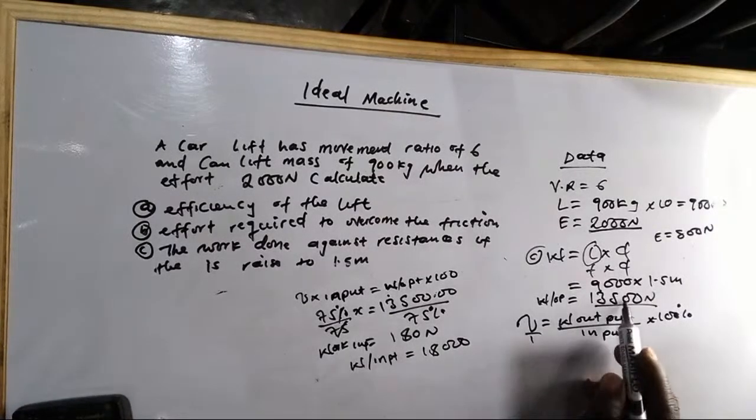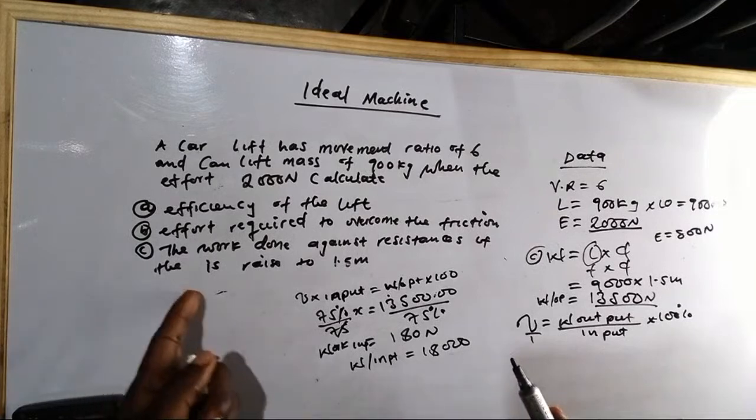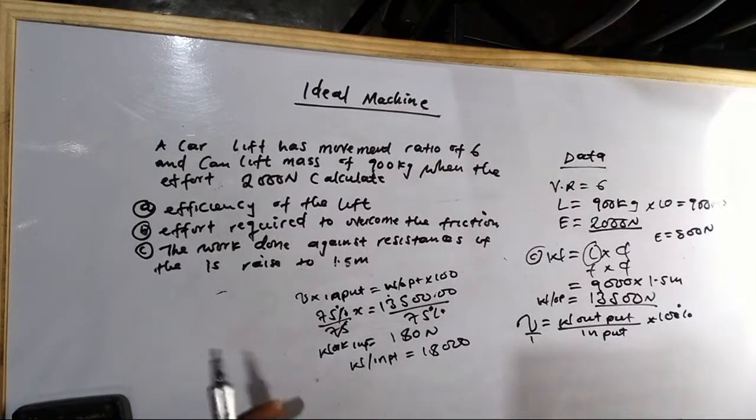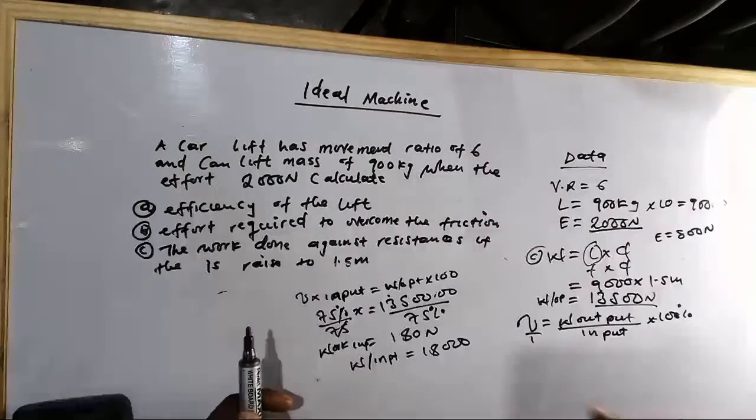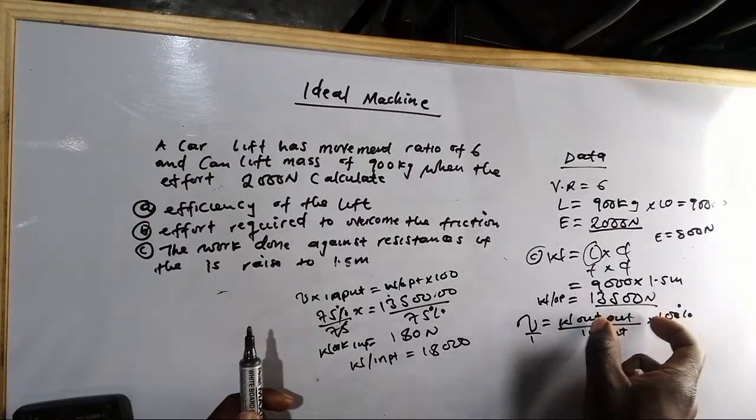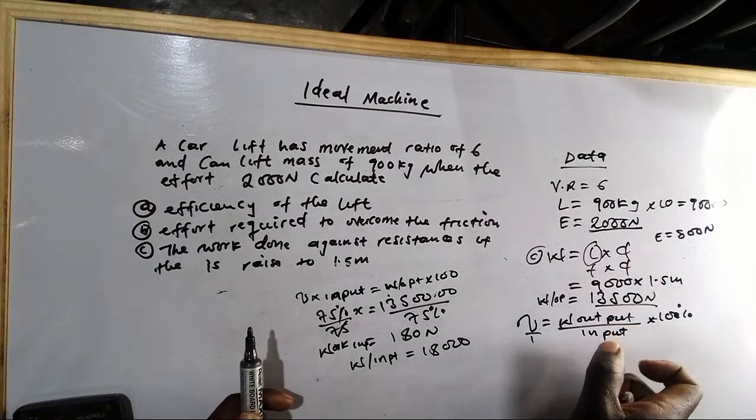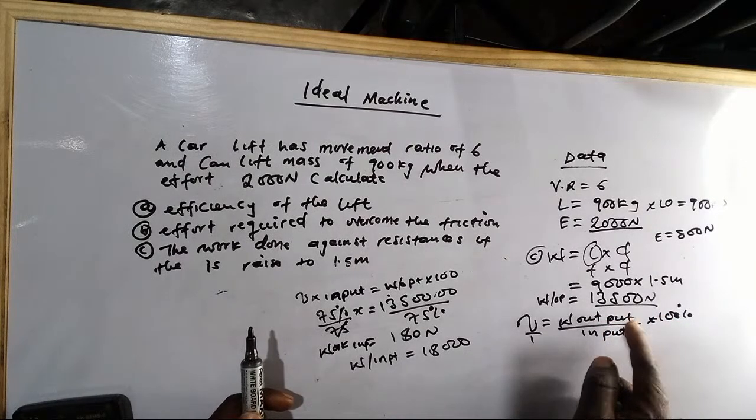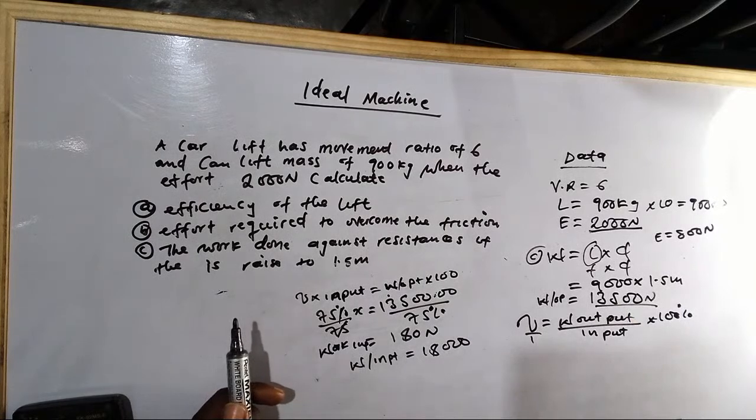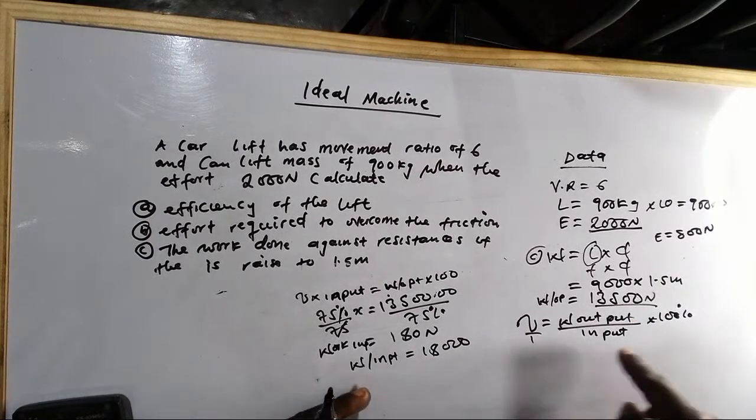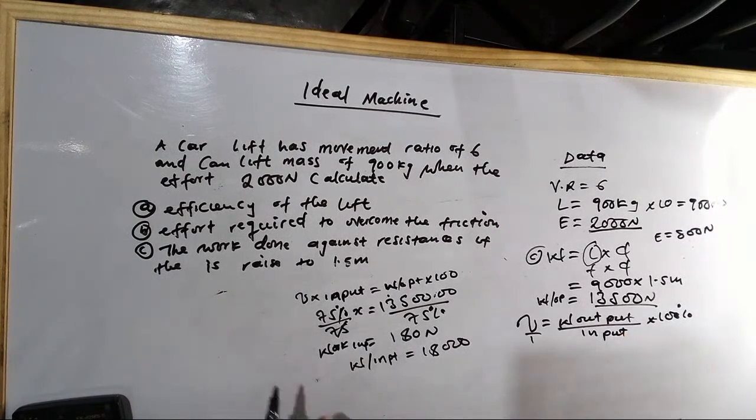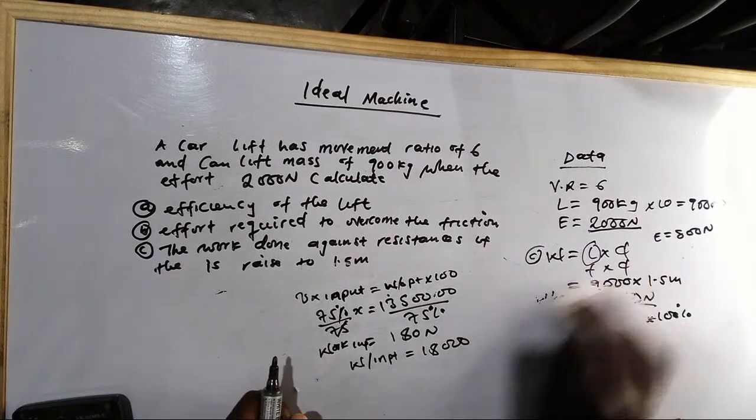So we have found the work output and the work input. Now let's find the work done against the resistance. So you have to subtract the work output from the work input. The work input should be greater than the work output. If you find that work output is more than work input, that means you found the wrong answer.